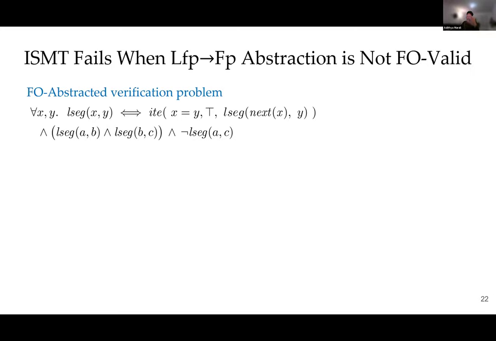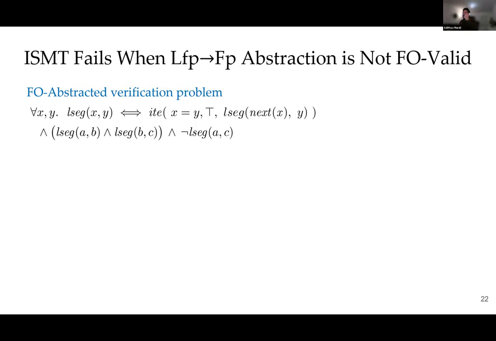So there's a gap between the verification power that we need and the verification power that we actually have, that is provided by these tools, which is basically ISMT. In the imperative world, we can think of it as ISMT failing when the least fixed point to fixed point abstraction creates a formula that is not FO valid. Your original formula that uses the actual least fixed point definitions is valid, is correct in first order logic with least fixed points. But once you abstract it to just first order logic, it's no longer FO valid.